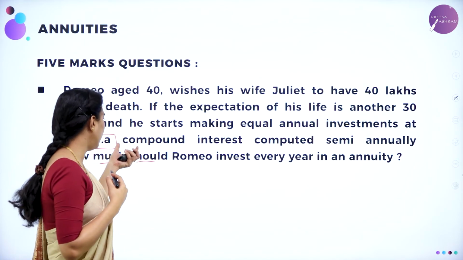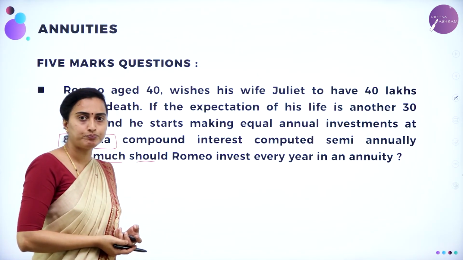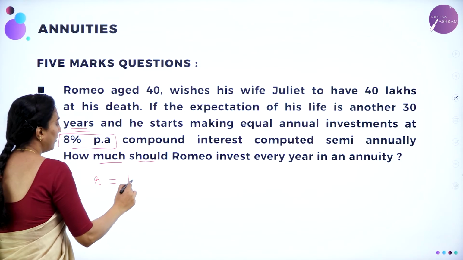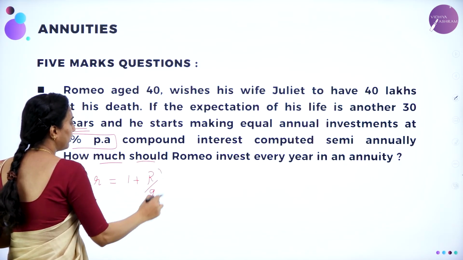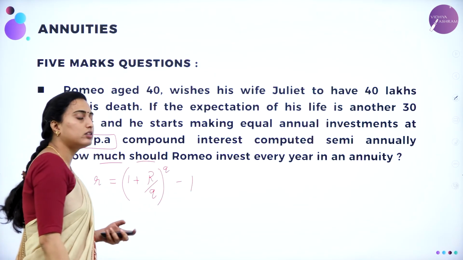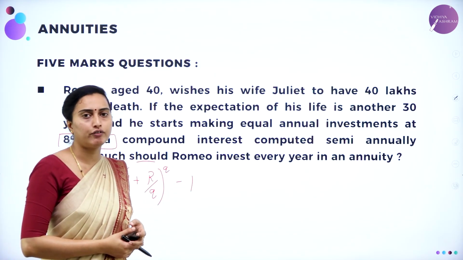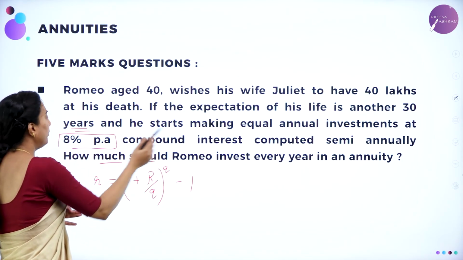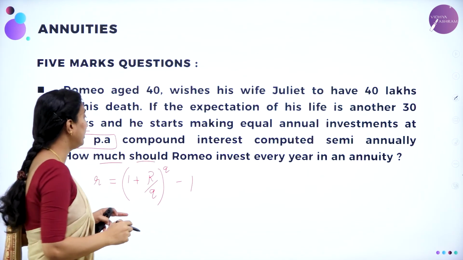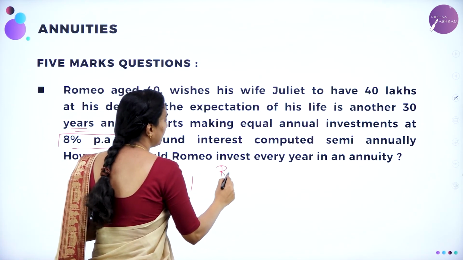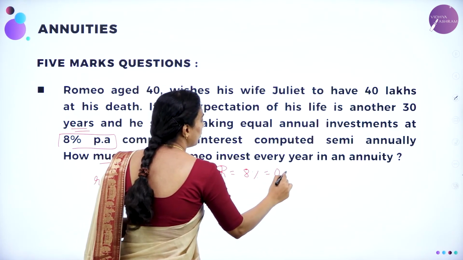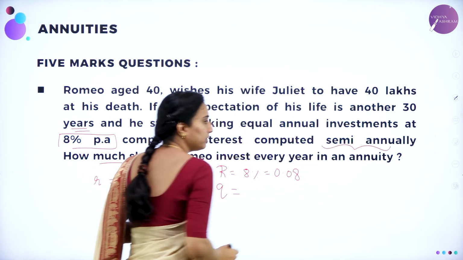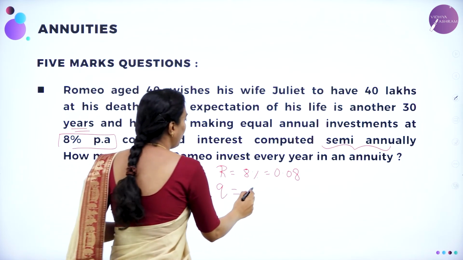We need to calculate now for compound interest by having a formula. The effective rate of interest, R, is equal to 1 plus capital R divided by Q, whole to the power of Q, minus 1. This is the formula to calculate the effective rate of interest when the compound interest is given. Therefore, here they have given equal annual investment at 8% per annum compound interest. So 8% per annum means capital R is equal to 8%, divided by 100, you get 0.08. And Q, they have given semi-annually. Semi-annually means you are going to get 2 times in a year. So therefore Q is equal to 2.